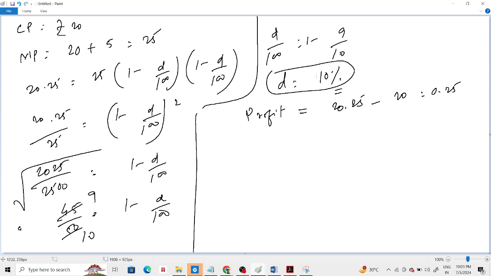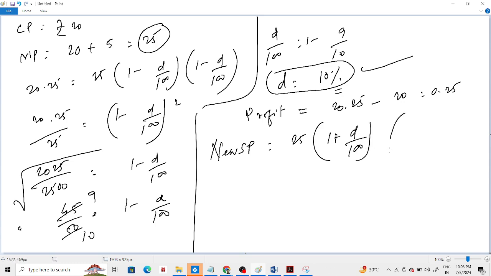Now it is telling that instead of giving a discount of 10%, he now increases the price. That means he increases the mark price twice by the same percentage without reducing it. Then what would be the difference in his profit? Of course his profit will be too high. So now what is the new SP? What is the mark price? The mark price is 25, times 1 plus D by 100, times 1 plus D by 100.